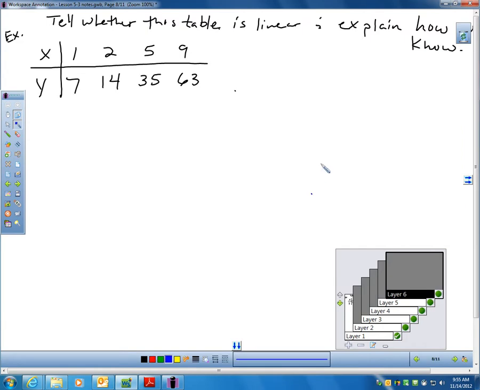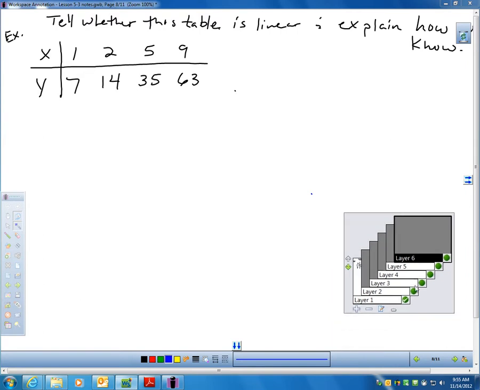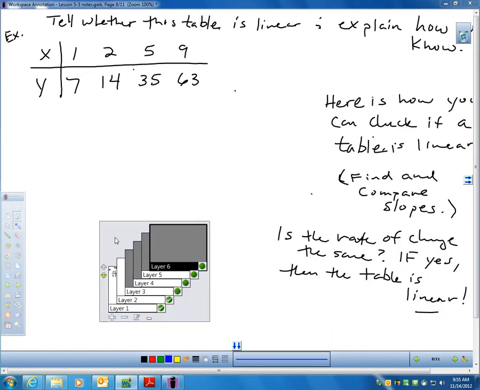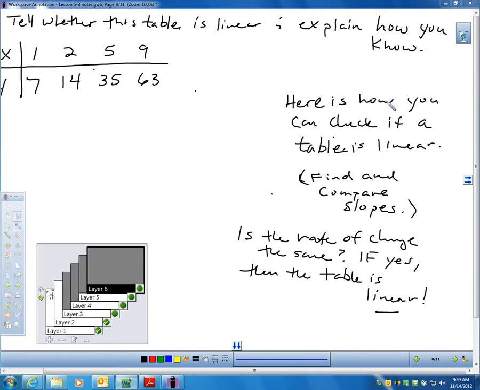In questions 31 to 34, they're going to ask us if the table we have is linear and explain how you know. It's very easy to tell if a table of points is linear. All you need to do, and I wrote this off to the side, I'll just read it. Here's how you check to see if a table is linear.